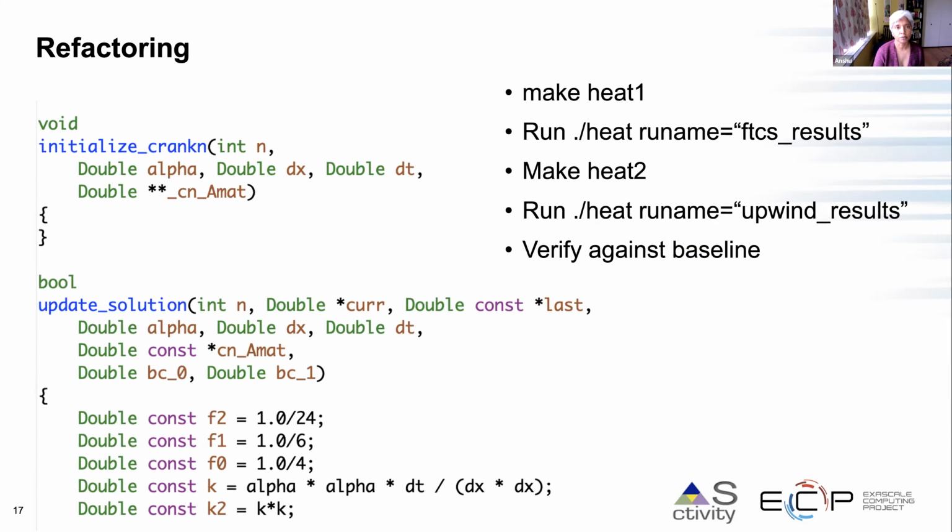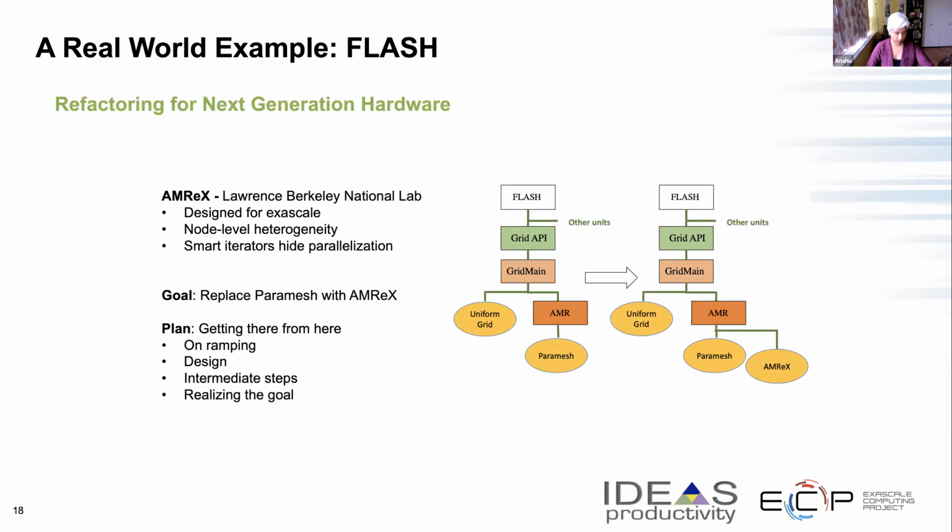So this was a toy problem. Now we go to a much more complex real life example from Flash. Here we are refactoring for the next generation hardware. So what we are doing is changing our supported AMR package from Paramesh, which is not supported anymore, to AMRX, which is being made ready for exascale.